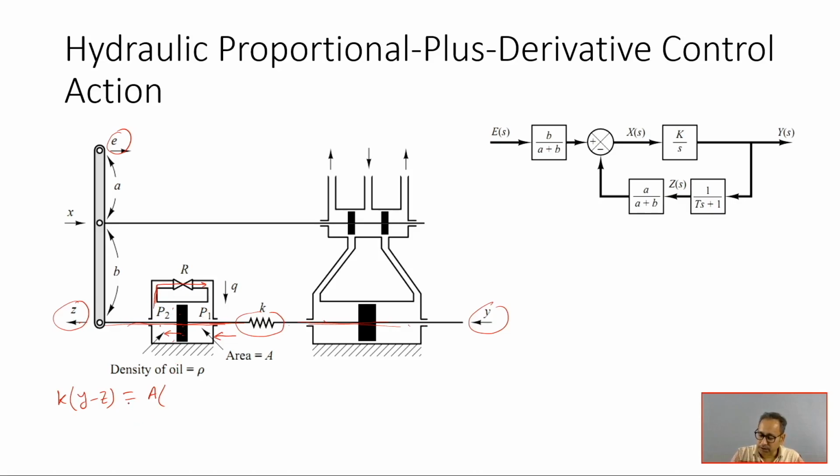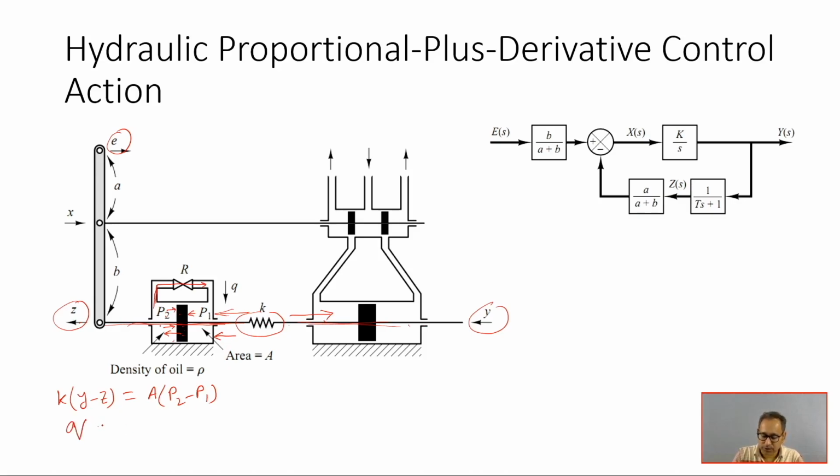So, again let us write one by one, that is this force. It is clear that P2 is greater than P1. So, A into P2 minus P1 is the effective force acting in this side, and the spring force is acting in this side. So, this is actually balanced because the spring is compressed. When the spring is compressed, it will apply force here as well as there. So, now this spring force k into y minus z is equal to A into P2 minus P1.